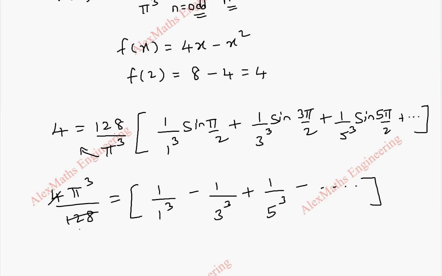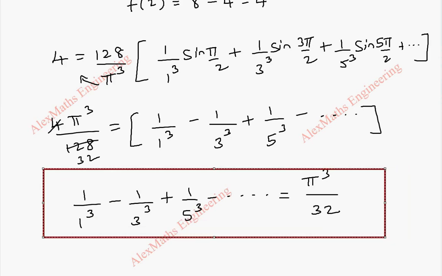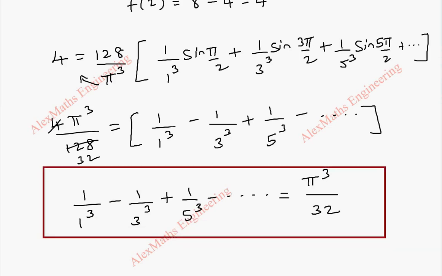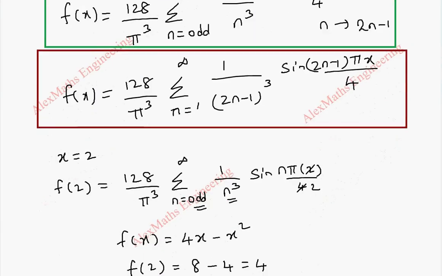After cancelling, this is 32. So finally we are getting 1 by 1 cube minus 1 by 3 cube plus 1 by 5 cube and so on will be pi cube by 32. So the term which they ask us to deduce we got here. Let's check with the question. 1 by 1 cube minus 1 by 3 cube plus 1 by 5 cube and so on is pi cube by 32. So we got it here.